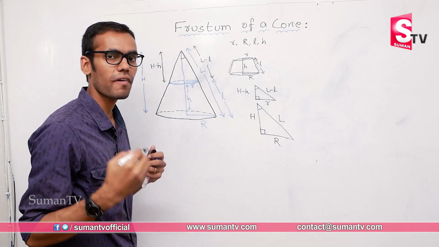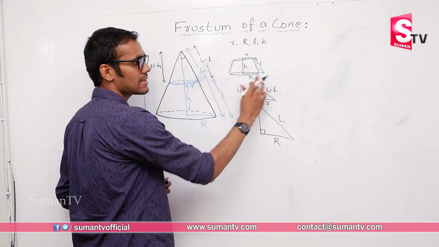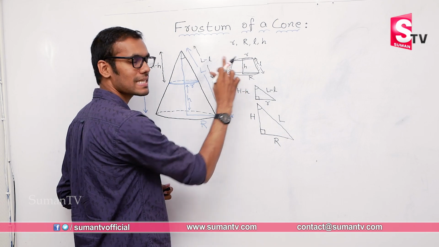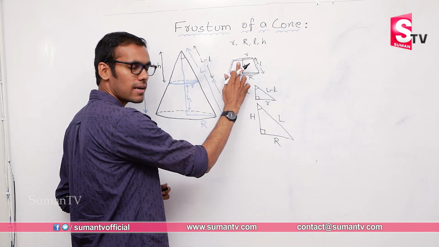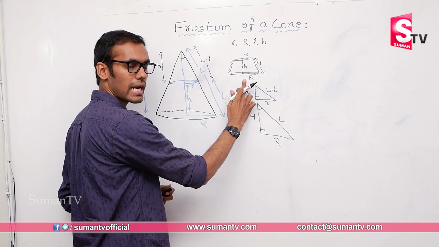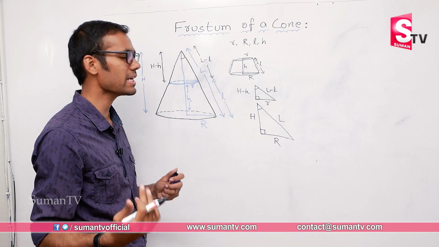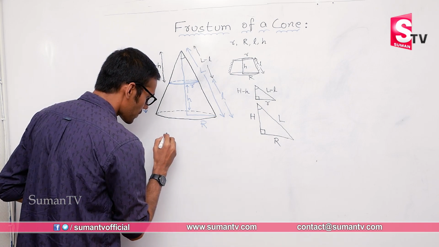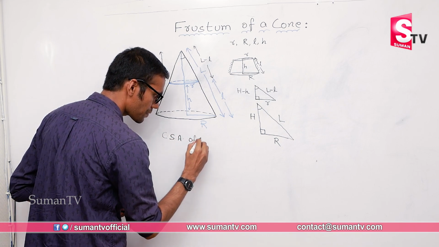Fine. If you want to find the total surface area, it will be curved surface area plus the bottom circle's area plus the top circle's area. So that is not difficult. It will be pi small r square plus pi capital R square. If we add this to the CSA, we will get the TSA. So ultimately we are supposed to derive CSA of the frustum. So curved surface area of frustum.